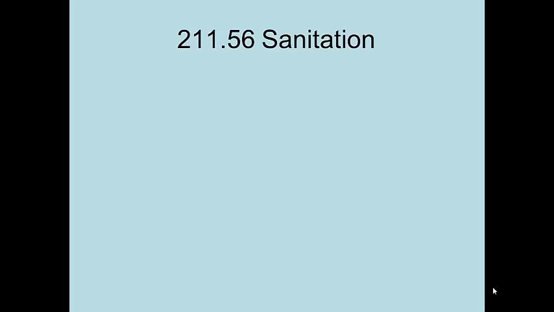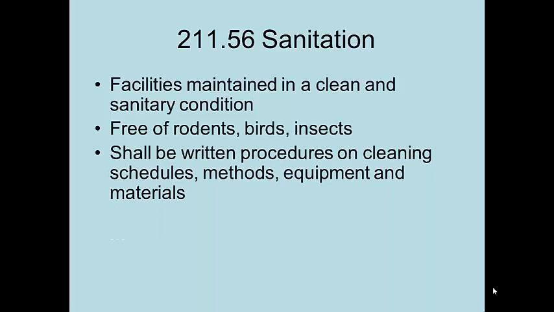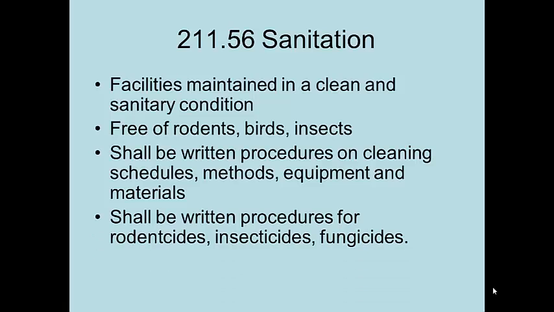56 talks about sanitation. Facilities maintained in a clean and sanitary condition. Free of rodents, birds, insects. Shall be written procedures on how to clean those areas, including schedules, methods, equipment, material, whatever it is, tell them how to do it. There shall be written procedures for rodenticides, insecticides, fungicides, whatever it is you use there, how to use it, who uses it, what type of material is going to be used, where will you put it. And your key with all that is prevent contamination in your product.